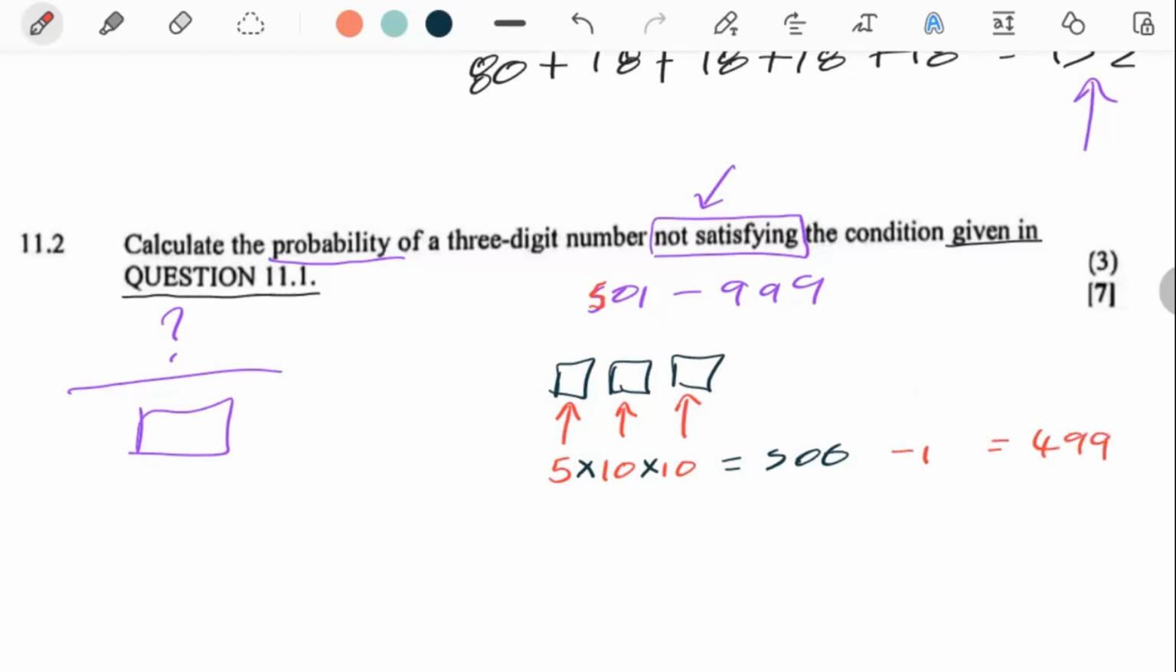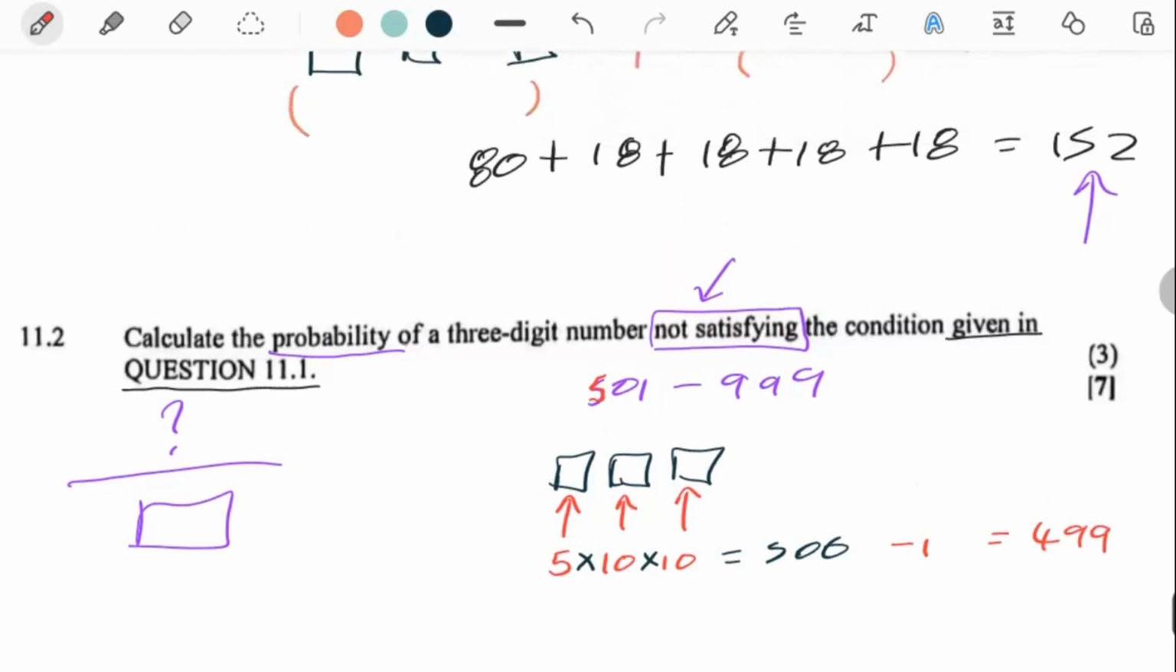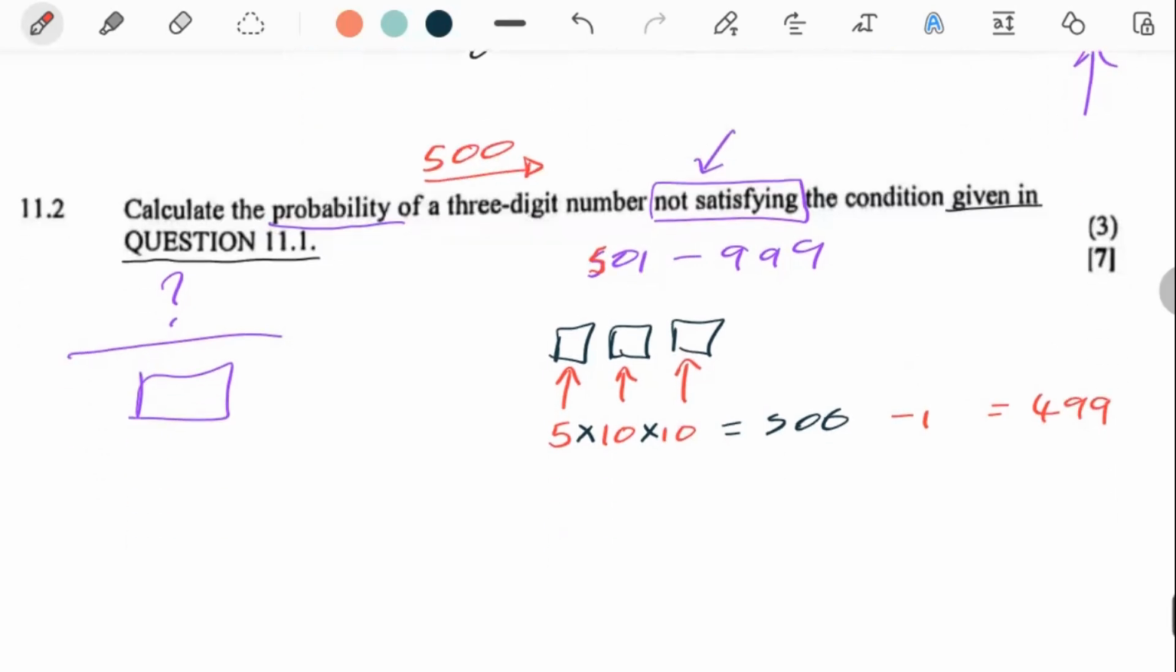The one we are subtracting is the number 500. You see, because when we say 5 options in this first position, and then here we have 10 options, which is any number between 0 and 9. And then here we have 10 options, which is any number between 0 and 9. Within this total of 500 values, we have included the number 500, of which 500 is not between these two. So we have to remove that one number that is included within this calculation.